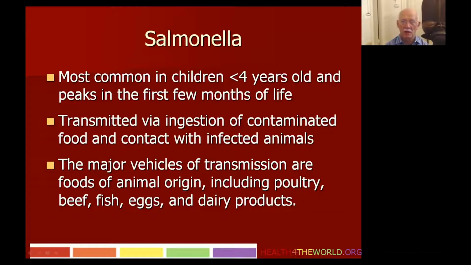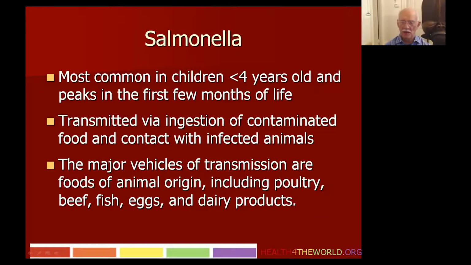Salmonella is most common in children less than 4 years old, and it peaks in the first few months of life. As children become familiar with the microorganisms in their immediate environment, they have many episodes of brief diarrhea, and that is as they begin to develop and expand their immunologic experience with common microorganisms. These are transmitted, the Salmonella, by ingestion of contaminated food and contact with infected animals, including pets.